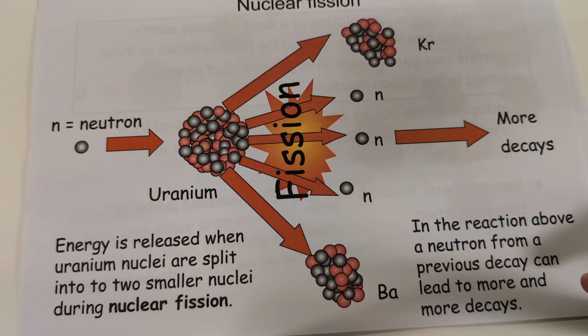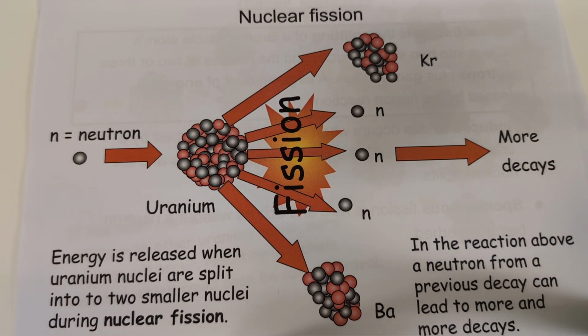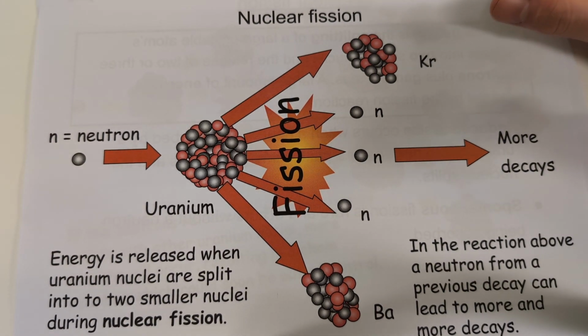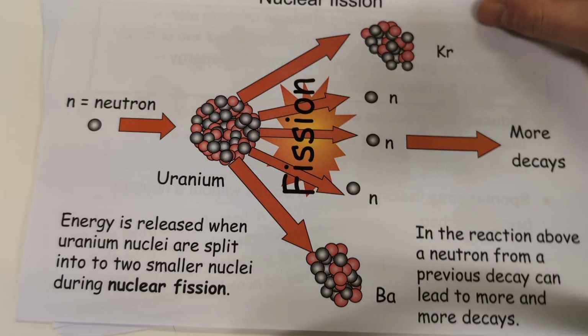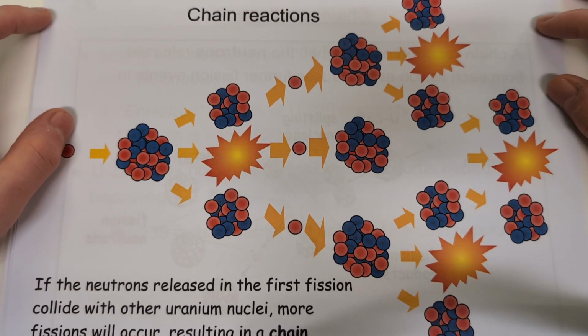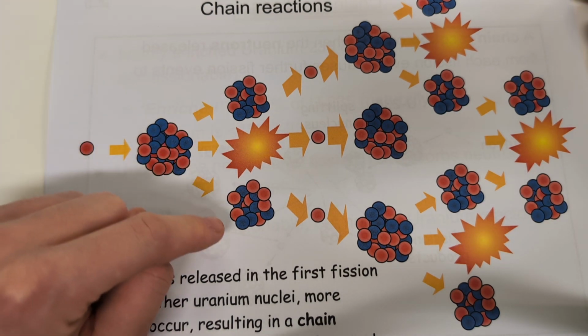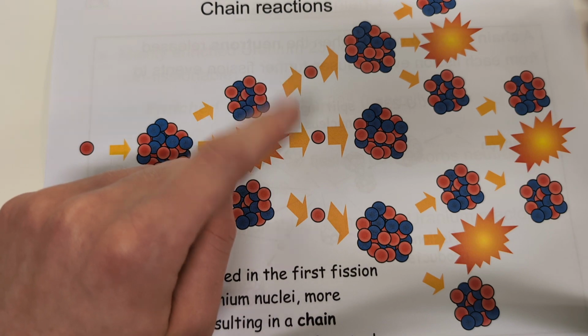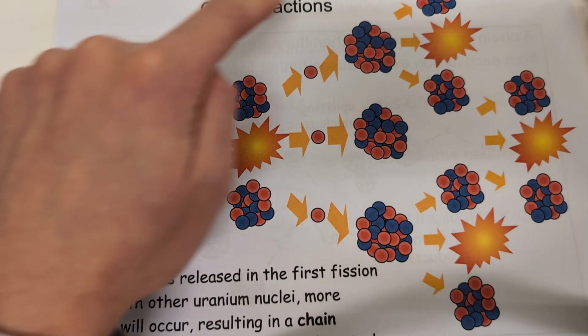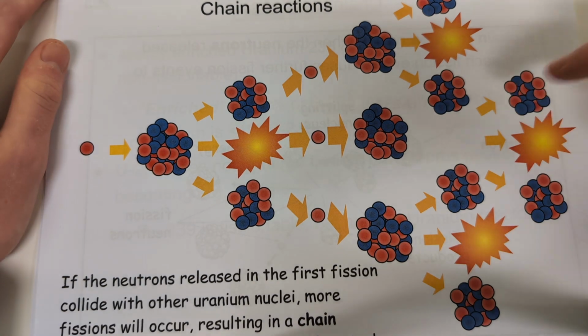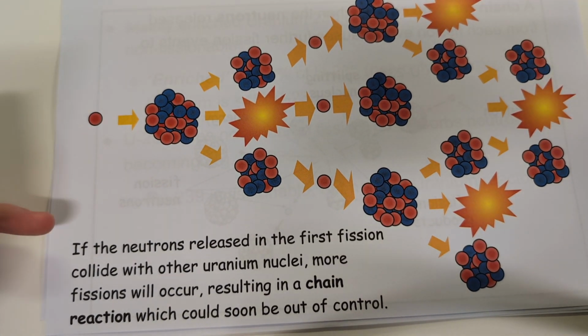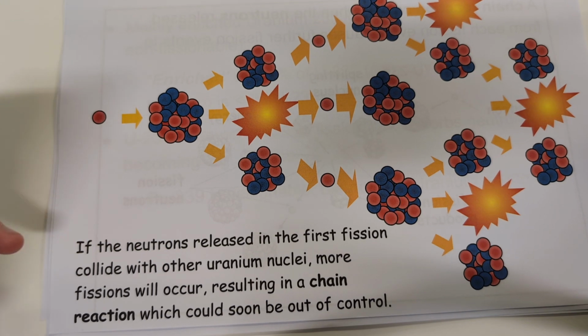In the reaction above, a neutron from a previous decay can lead to more and more decays, and this is called a chain reaction. This is the main way we get nuclear energy. Again, here's one of these chain reactions, where 1 neutron goes in, it makes some smaller nuclei and some neutrons, which then go into the bigger ones, which produce smaller ones and more neutrons, and so on and so on. If a neutron is released in the first fission and it collides with another uranium nucleus, more fissions will occur, resulting in a long chain reaction.